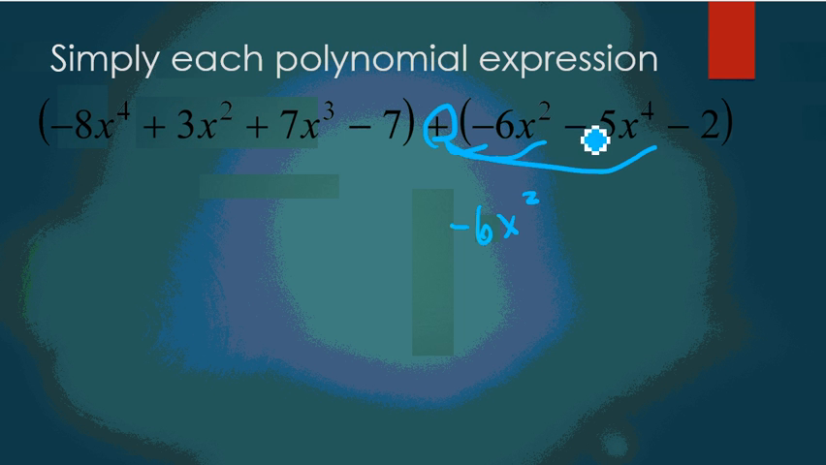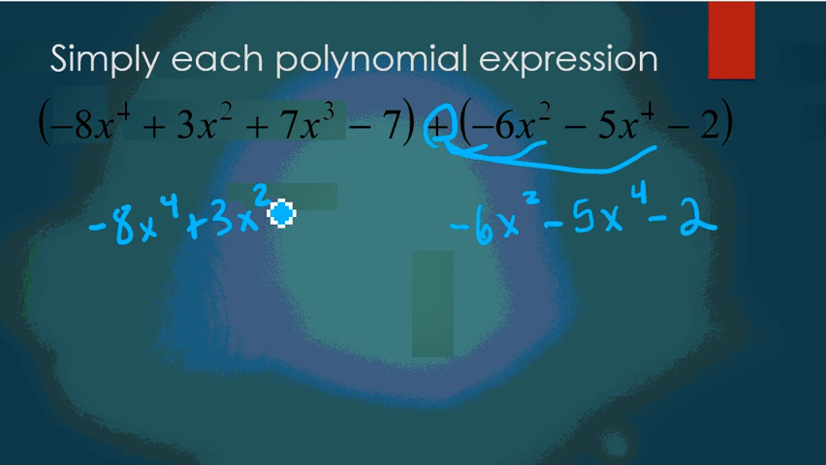Plus and a negative 5 still gives me a negative 5x to the 4th. And a plus and a negative 2 still gives me a negative 2. We're going to bring down our other polynomial, negative 8x to the 4th plus 3x squared plus 7x cubed minus 7, minus the rest, this other polynomial. So now we're going to start with combining like terms.